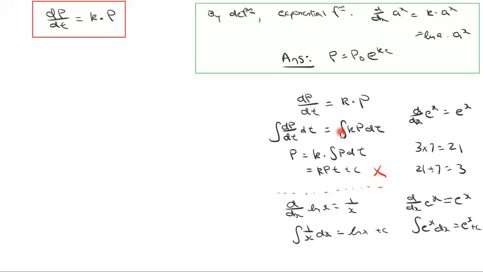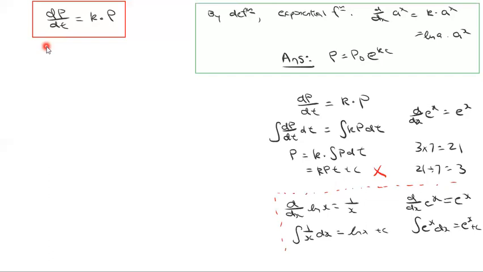The reason why it's wrong is because the integral of p with respect to t is not p times t. You don't know what p is, so you can't assume p is a constant. It would only be true if p is a constant, and we don't know that. So really, I'm just showing you what not to do here on the right-hand side. As for what you should be doing, that is on the left.